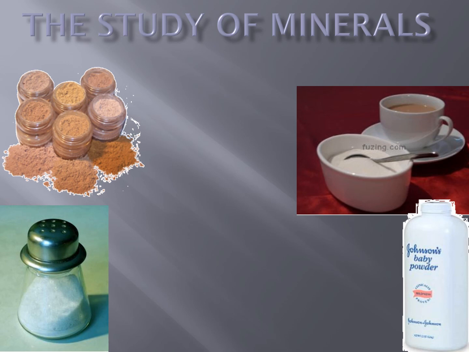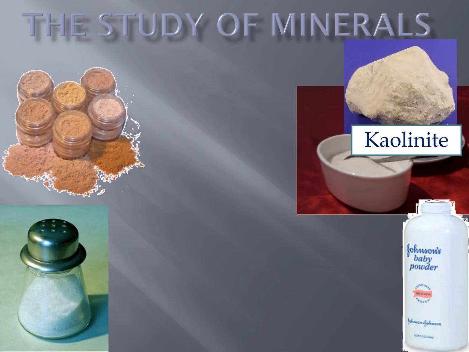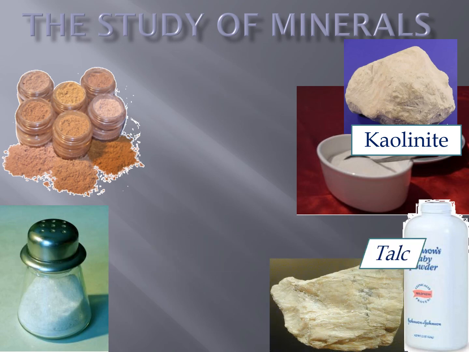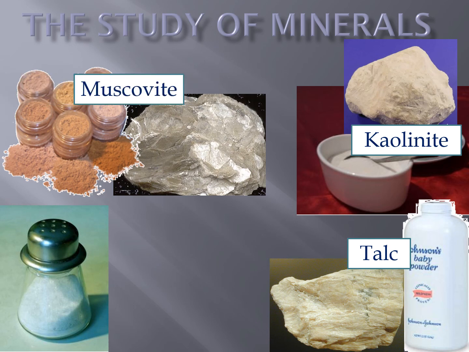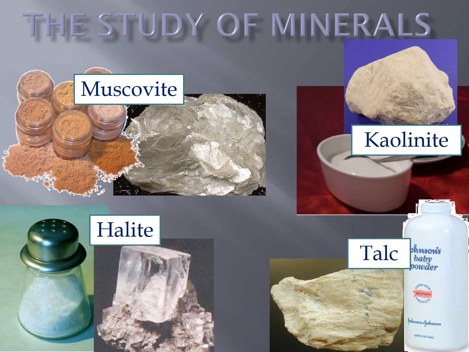So what type of minerals are used for these items? We have kaolinite, which is a very fine, powdery, soft mineral. It's very clay-like, it's very silky. So this is a primary ingredient in non-dairy creamer. We have talc in baby powder. We have muscovite, which is a very shiny mineral, and that can be ground up and used as eyeshadow to give us that very shiny eyeshadow look. And of course, we have halite, otherwise known as salt, for table salt.